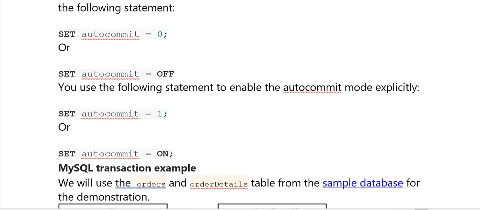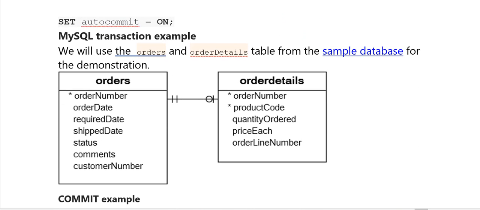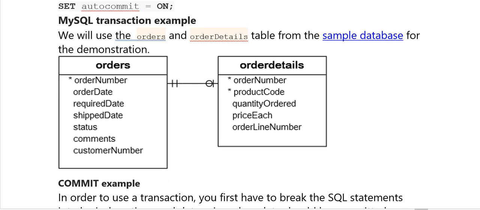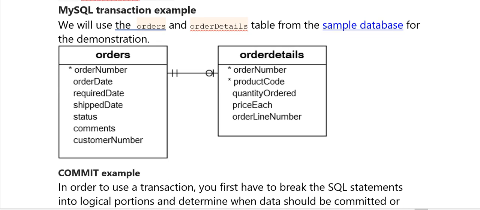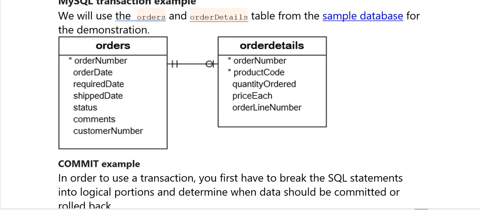The MySQL transaction examples use the orders and order details tables from the sample database for the demonstration. The columns are order number, order date, required date, ship date, status, comments, customer number, order number, product code, quantity ordered, price each, and order line number. These are the MySQL transaction examples. Basically we have two tables, and based on their columns we are going to perform the transactions. We are going to see a commit example over here.